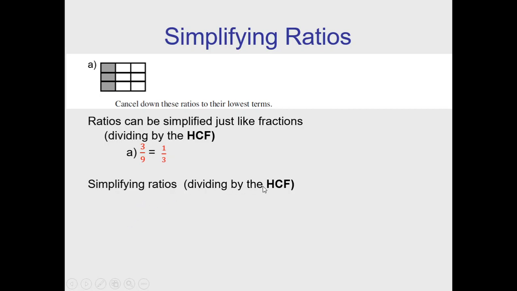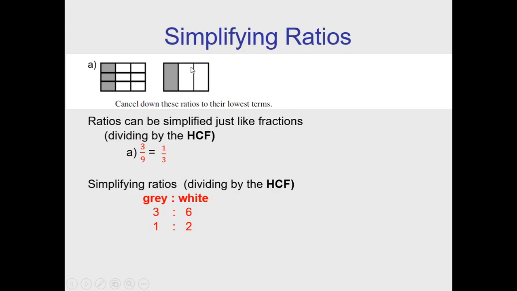Same thing goes for the ratio, except our ratios are written sideways, and I answer below. So when I divide by the highest common factor, I divide each side by the highest common factor. Remember, this ratio was 3 to 6. So when I divide both sides by the highest common factor, and in this case it's also 3, I'm going to end up with a ratio of 1 to 2.